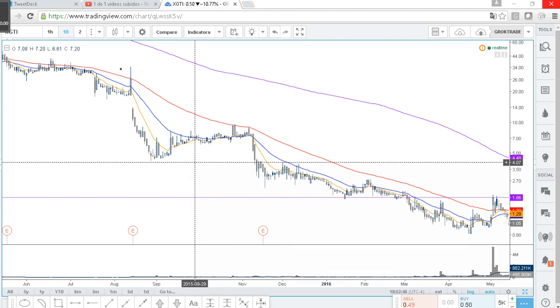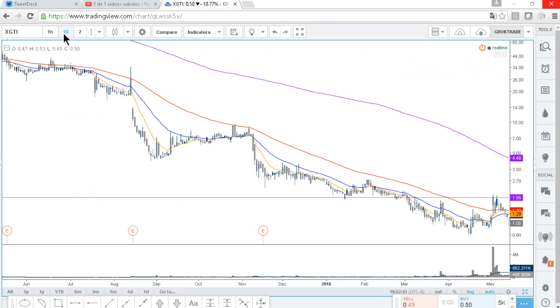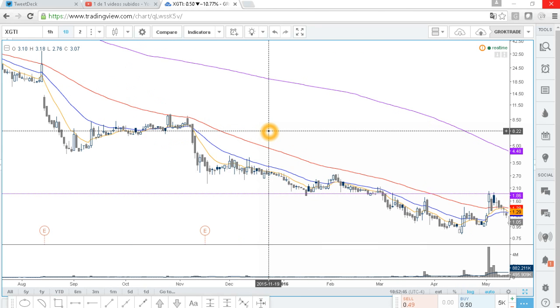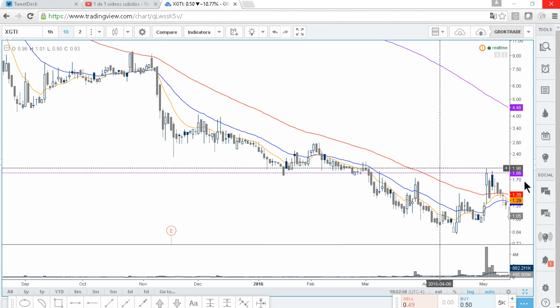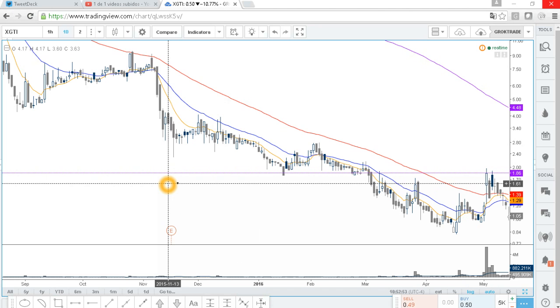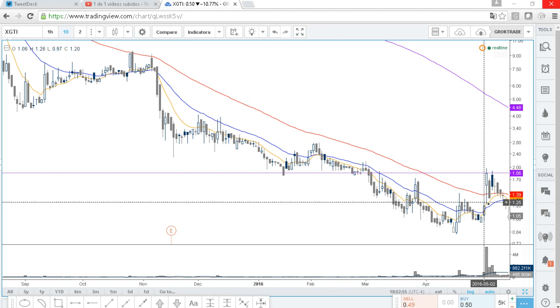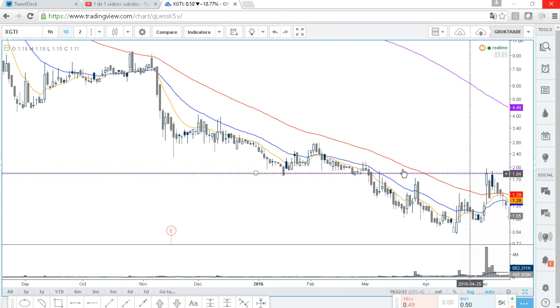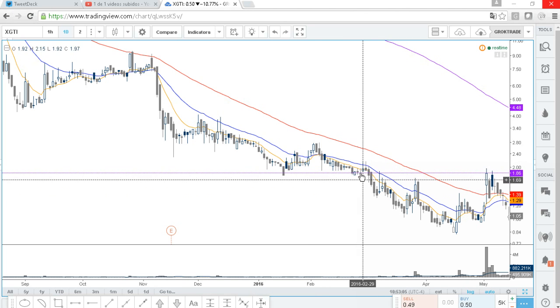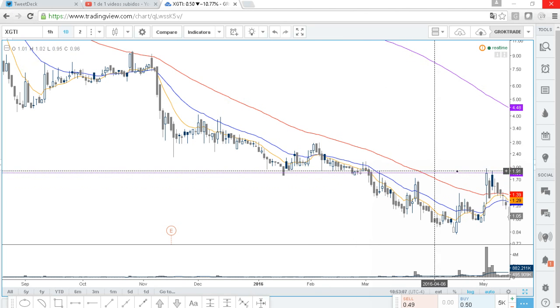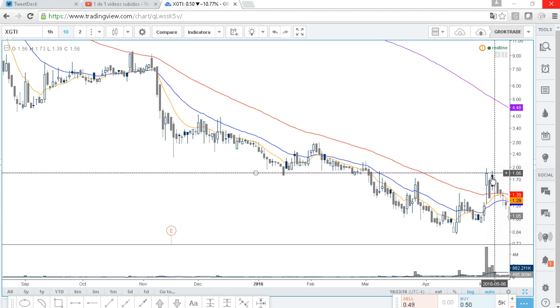So in this example is a long setup using this law, the linearity law. So as you can see, we have XGTI a couple of months ago in May. So what we have right here is a level of big psychological issues. Why? Because as you can see, we have right here some support, then we have resistance right here, resistance right here, resistance right here. So this is a huge level of resistance.